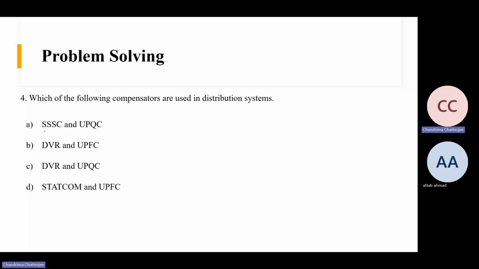Next question. Which of the following compensators are used in transmission system? So STATCOM and UPFC, these two are used in the transmission system. You can refer to this table. STATCOM, TCSC and UPFC, they are for transmission system. And DVR and UPQC, they are for distribution system.